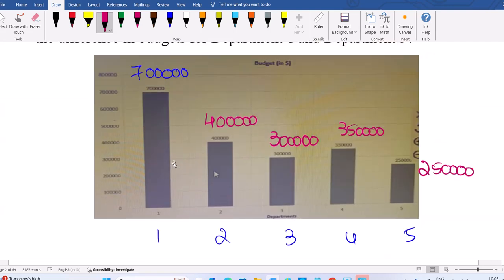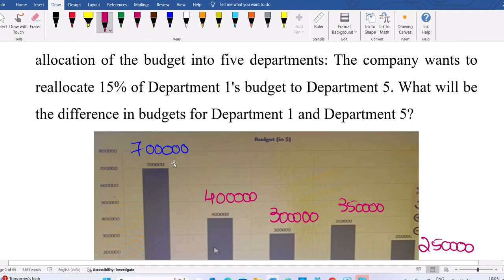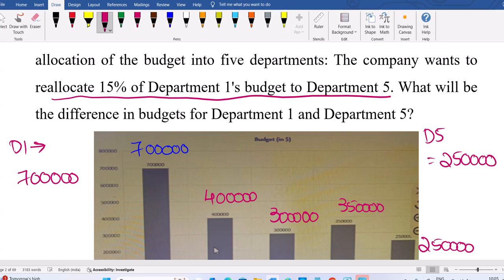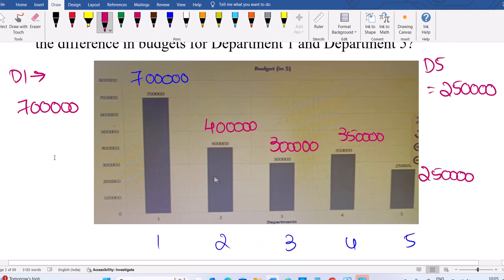But the problem here is, before taking the difference, they gave one thing: reallocate 15% of department 1 budget to department 5. How much is already given for department 1? 7 lakh, right? So from that you have to take 15% and give it to department 5. Then you take the difference. Department 5 is 2 lakhs 50,000, very less. Department 1 is very high. So they take 15% from that and we have to give it to them.